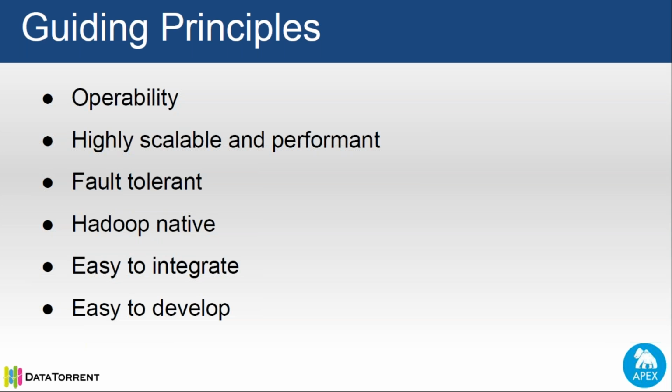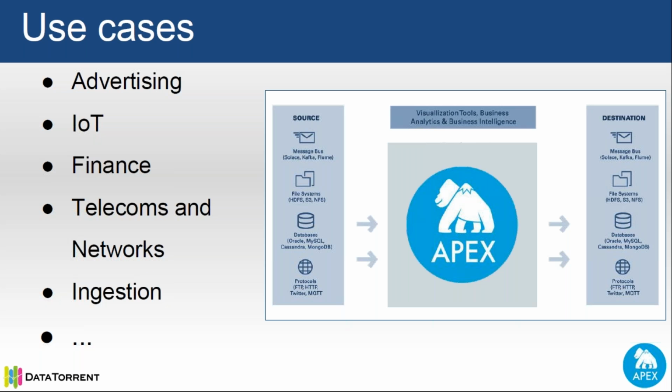Definitely, it's a highly scalable and performant platform. Fault tolerance is taken care of by the platform, so app developers don't have to write any boilerplate code for handling fault tolerance. It's a Hadoop native platform, so if you have a Hadoop cluster in your organization, you can use Apache Apex on top of it to write big data applications. There is no need to set up a separate cluster as such. It's very easy to integrate with third-party components and easy to develop because you can write your code in core Java.